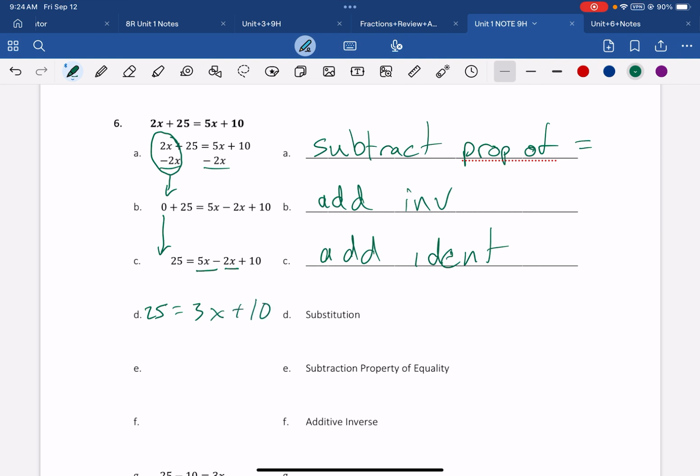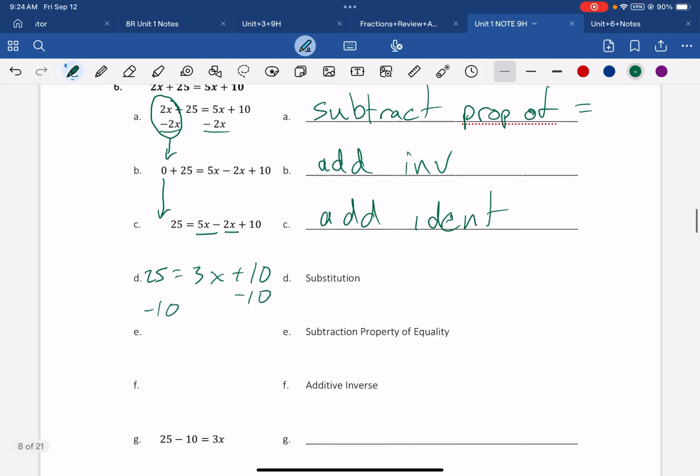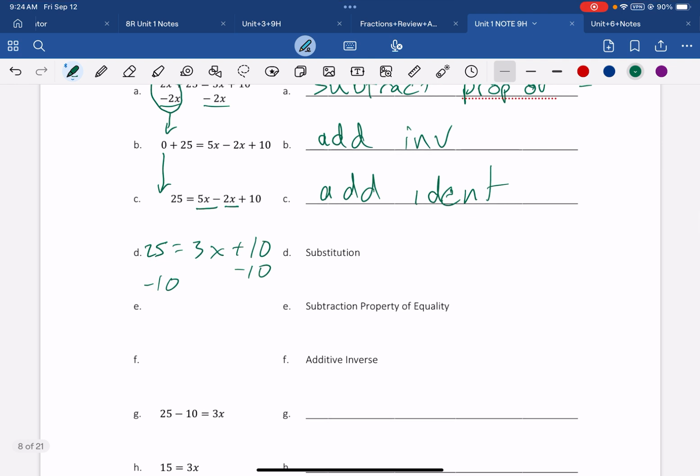It says do the subtraction property of equality next, so I will subtract 10. There we go. Showed my work for subtraction property of equality. I'm going to only apply the additive inverse when I make this become a 0. And I still need to write out the 25 minus 10 equals 3x. And then I will make that 0 disappear, and notice that everything else is still there. So that means I applied the additive identity.